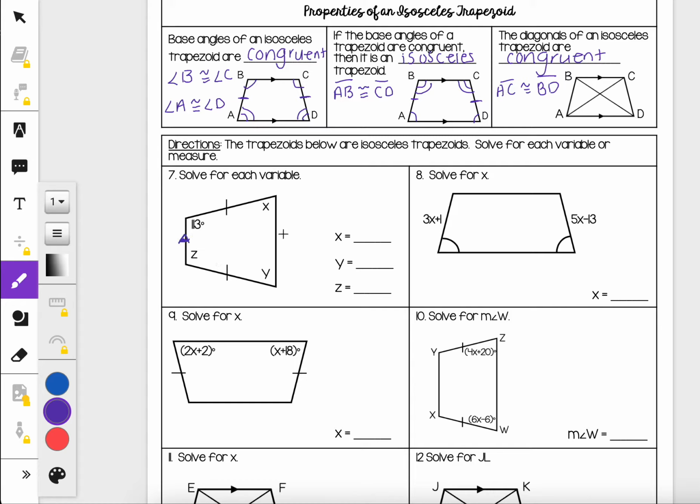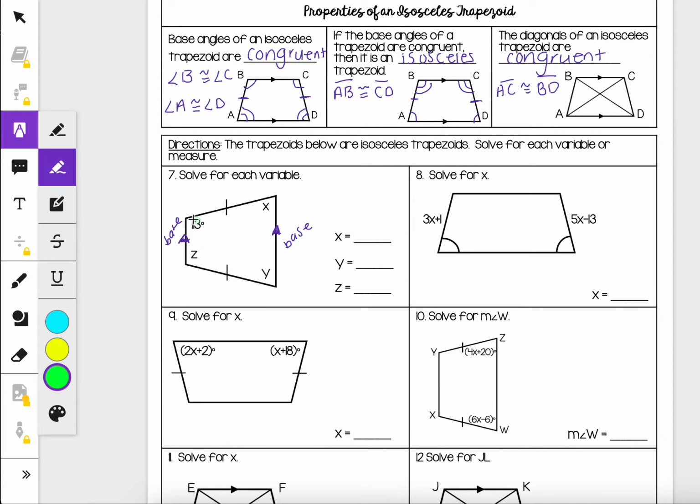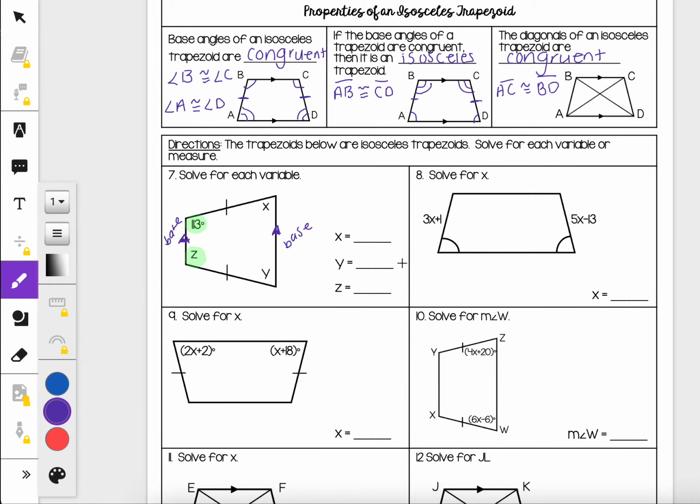My parallel sides here are actually the ones on the side, which looks a little bit different than the examples we've seen, but is totally fine. So this is my base here, and I know this side is my second base. So if this angle right here that I'm highlighting in green is 113 degrees, then angle Z is also going to be 113 degrees because those are base angles.